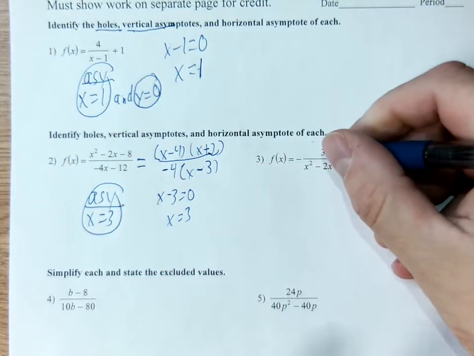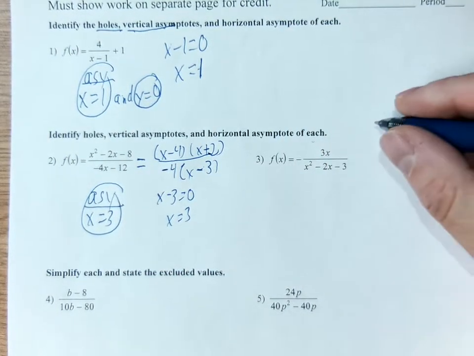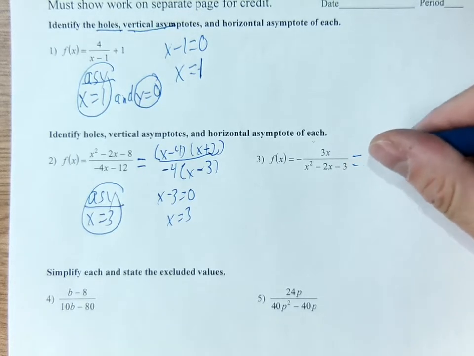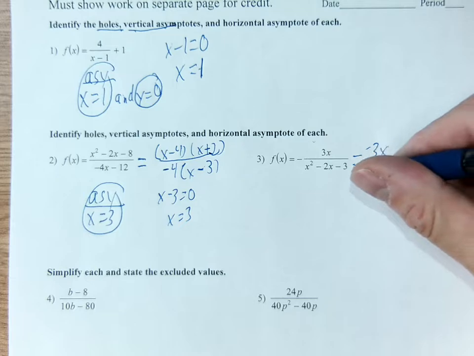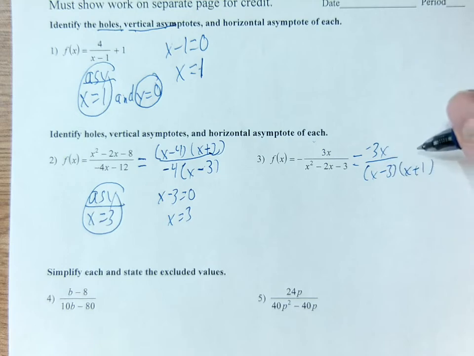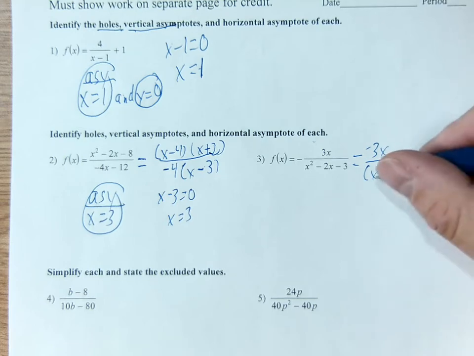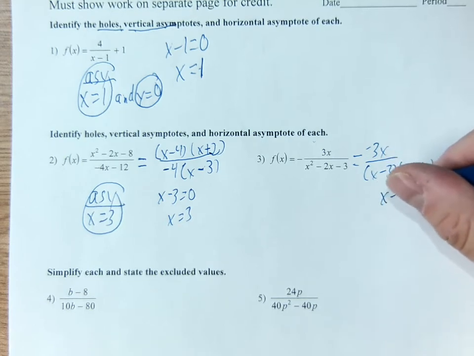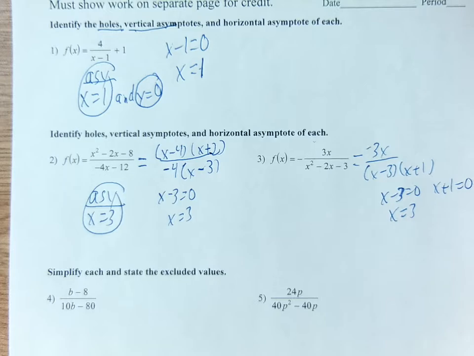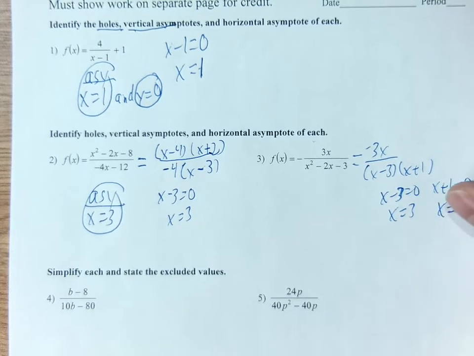Alright, here again we're going to factor the denominator. We're going to have 3x over x minus 3 and x plus 1. Alright, again those are all different factors. So that means we do have asymptotes at both of those values. So I set x minus 3 equal to 0. I get x equals 3. I set x plus 1 equal to 0. I get x equals negative 1.